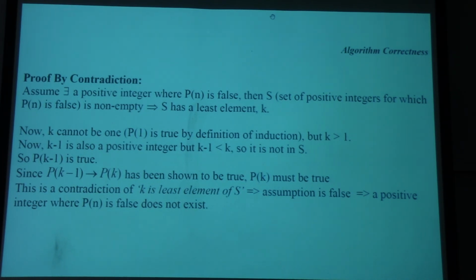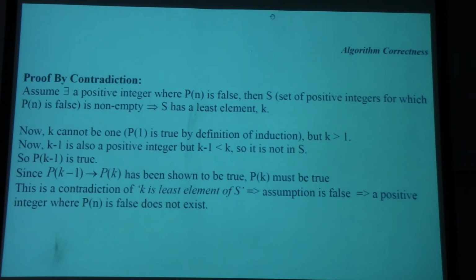Therefore, if we're plugging in positive integers, we know 1 is not in S because 1 is the basis. Therefore, S has a least element, because that least element is the one where the proof fails to be true. Now, K is that least element. K cannot be 1, and the reason is that P of 1 is true by basis. We plugged it in. It's true. So therefore, K must be greater than 1.